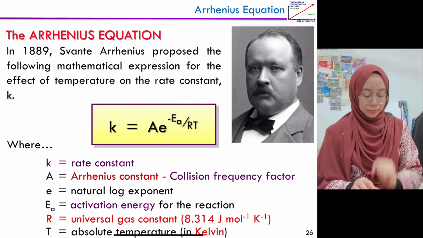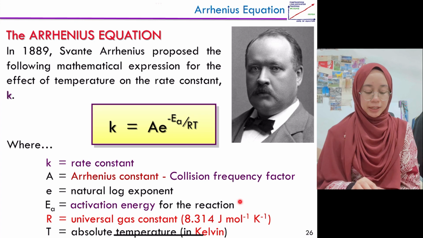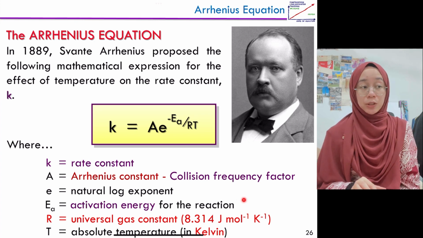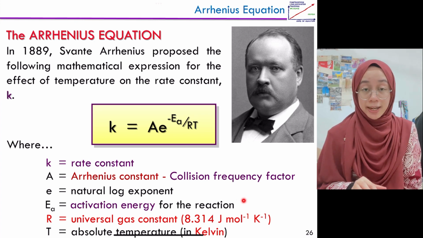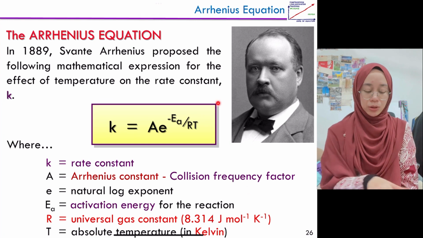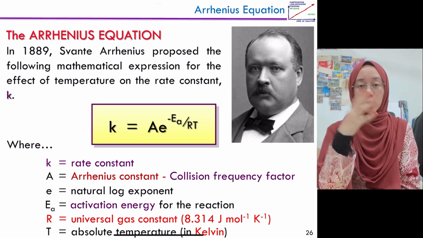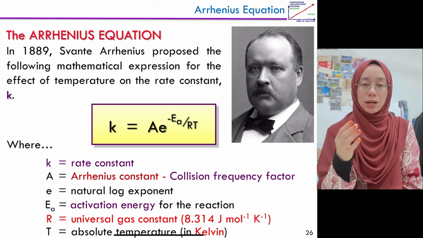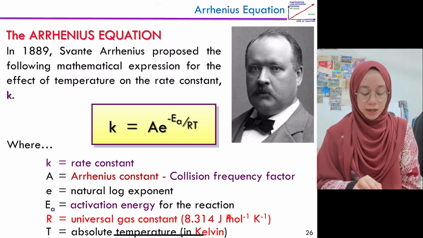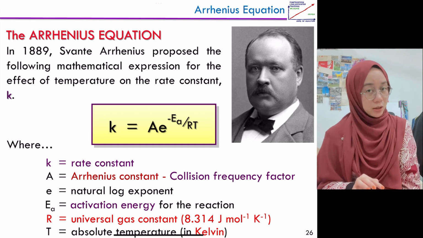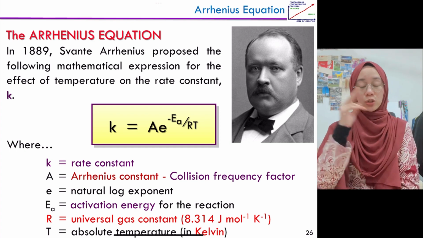Okay. By the way, the activation energy usually given to you is in kilojoule per mole. But when we put it into the Arrhenius equation, make sure you change the activation energy into joule, because the gas constant R uses joule, not kilojoule. So make sure you convert it from kilojoule to joule.